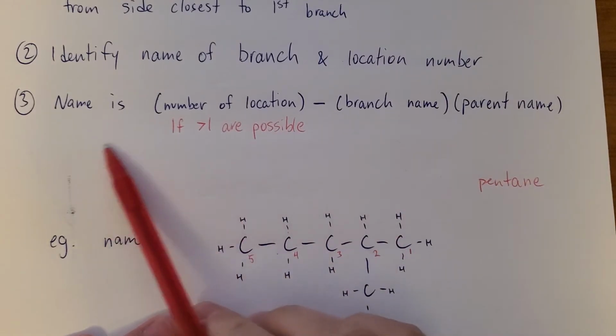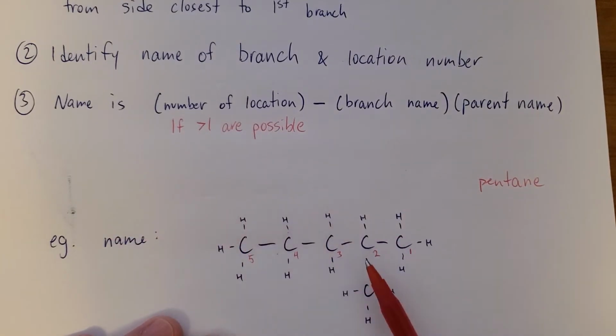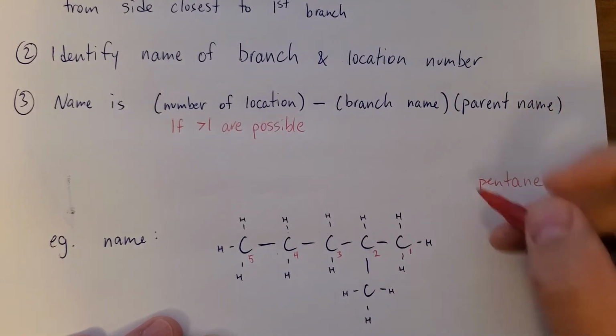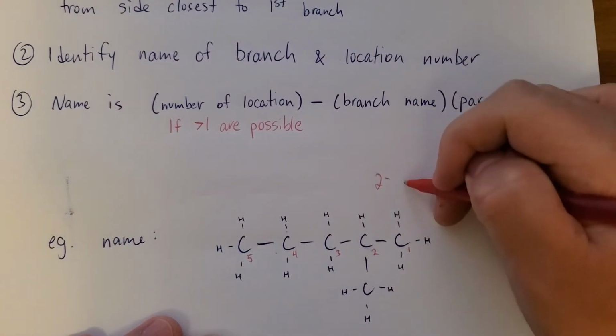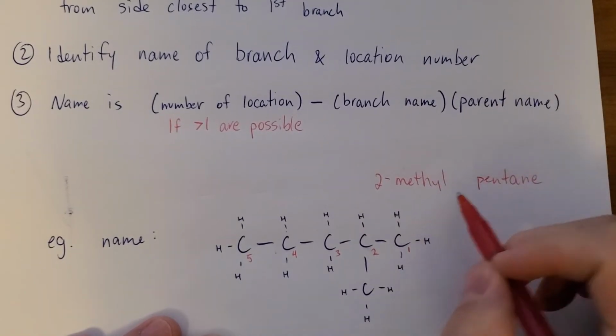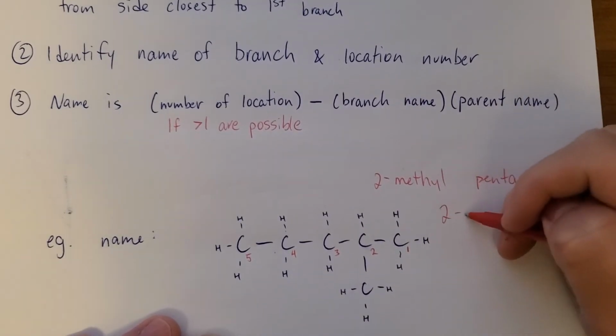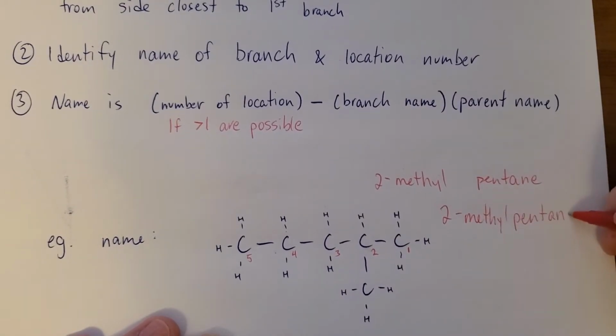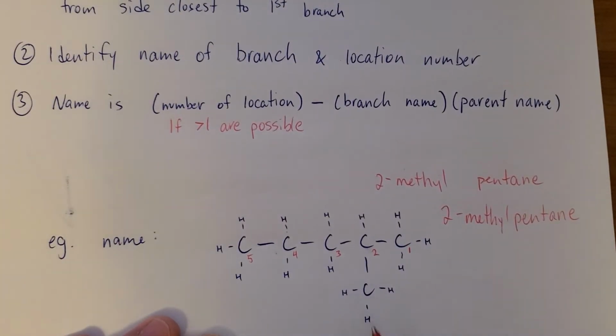So the name then is the number of the location, which is 2. Branch name is methyl. So to name this guy, it would be 2-methylpentane. I have a big gap in there. That's not supposed to be there. I'll write it out. So this structure is 2-methylpentane. Not bad. Notice you could have 3-methylpentane. That would be totally different. Not much different, mind you, but a little bit.